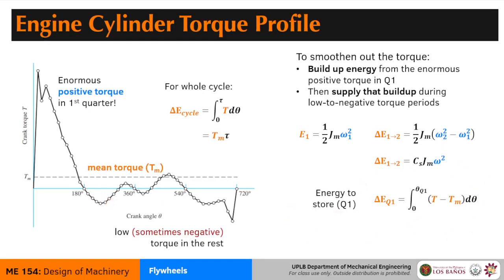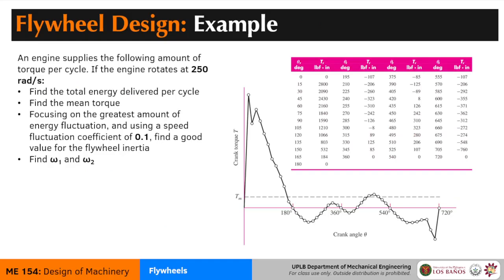So yeah. Now let's go to an example. This is a little straightforward. Now we have an engine. It supplies this kind of torque per cycle. This is the same graph. And the engine rotates at 250 rads per second. So we have to look for four things. First, we have to find the total energy per cycle. Next, we have to find the mean torque. Third, we have to find the inertia of the flywheel. And fourth, we have to obtain the angular speeds at the wildest fluctuation, which is omega 1 and omega 2.